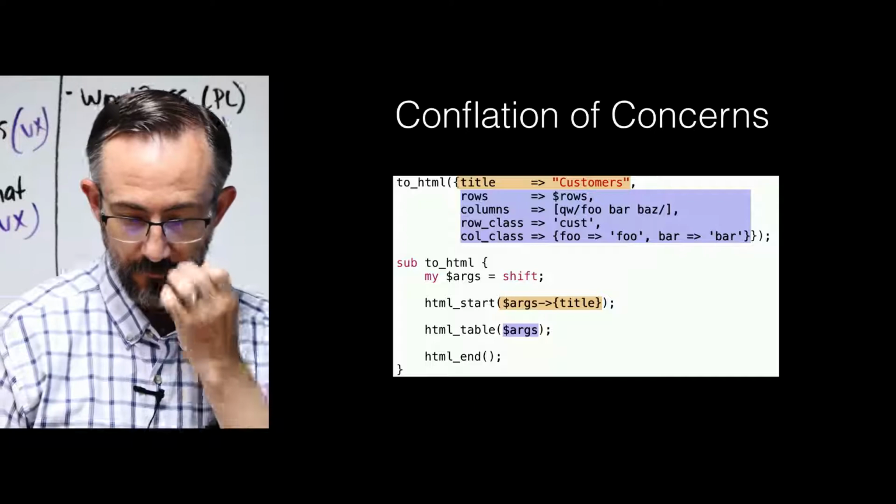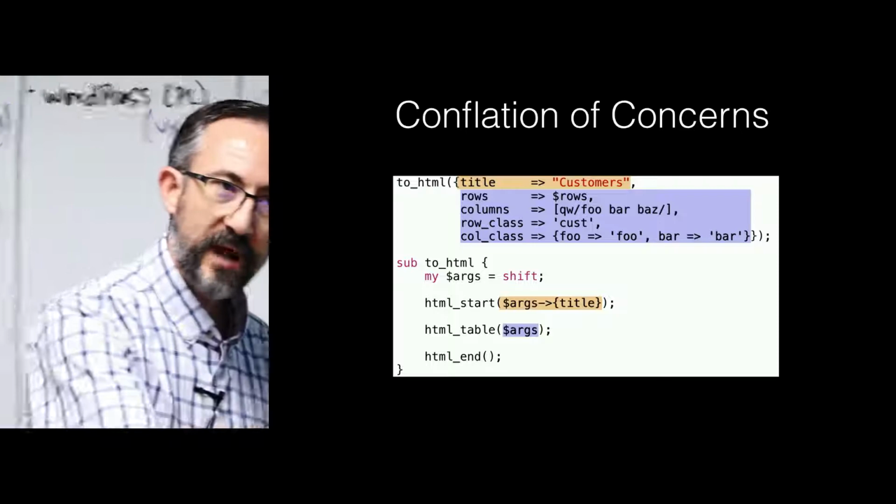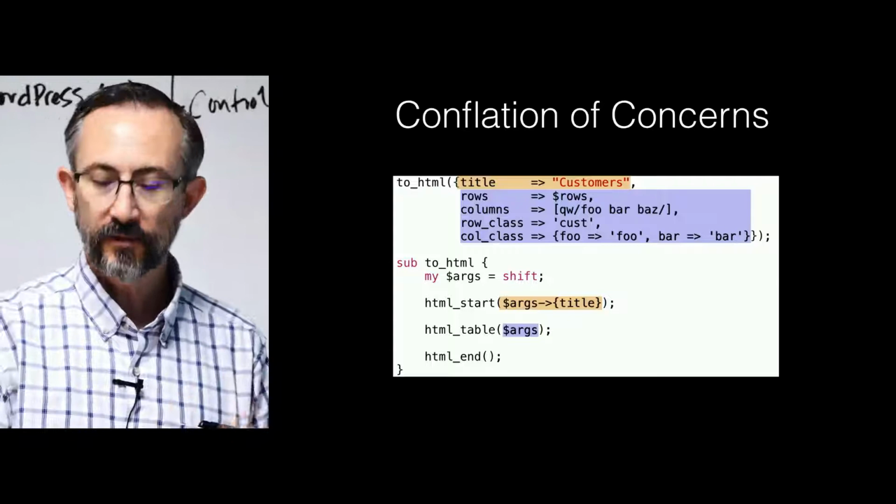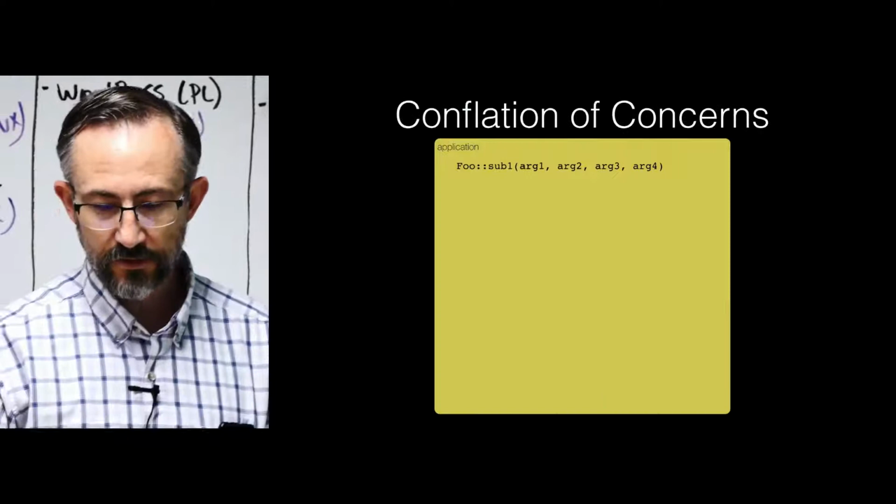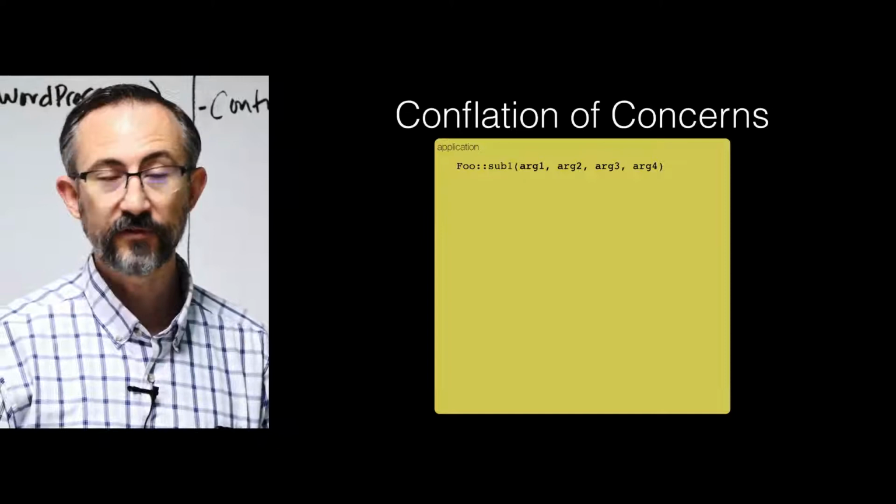So when you see variable arity like this, and the parameters just being passed down and down and down through the call chain, it's a good sign that your concerns are mingled, and that your functions and modules are tightly coupled. So here's an illustration. In many procedural applications, the outer functions must know all of the details of the inner functions, which couples them together tightly.